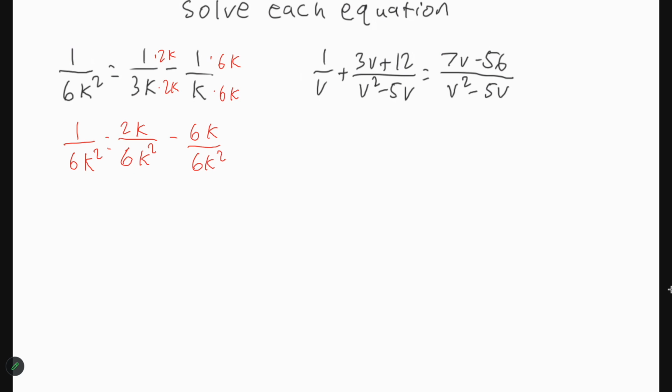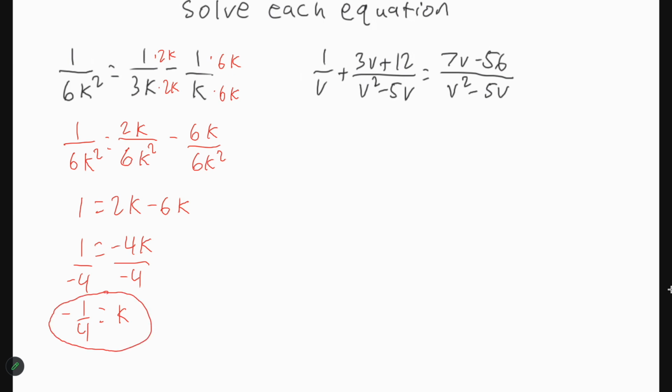The fun thing about this is now that everything has the same denominators, all we care about is the numerator. So now we could rewrite this as 1 equals 2k minus 6k. And so 2k minus 6k is negative 4k, so 1 equals negative 4k. Now we divide both sides by negative 4. And k is equal to negative 1/4. Remember, can't have the negative in the denominator, it's either in the numerator or in front of the fraction.